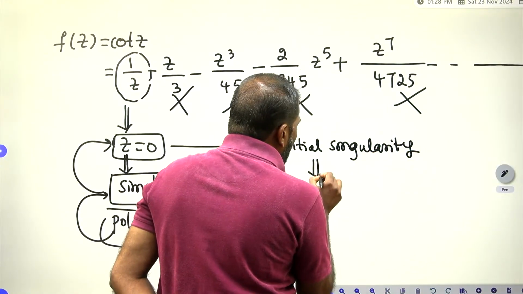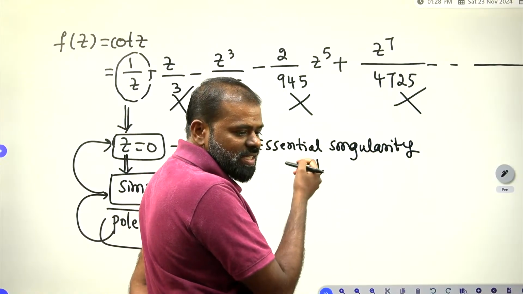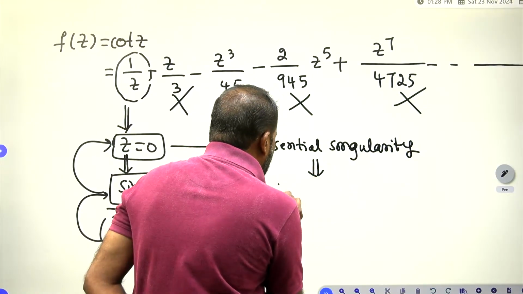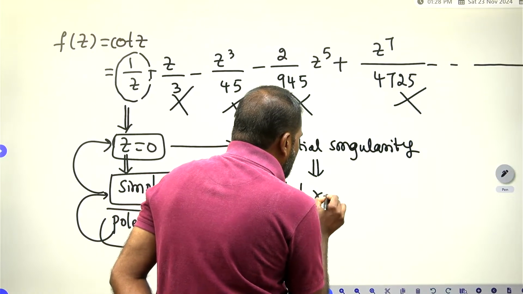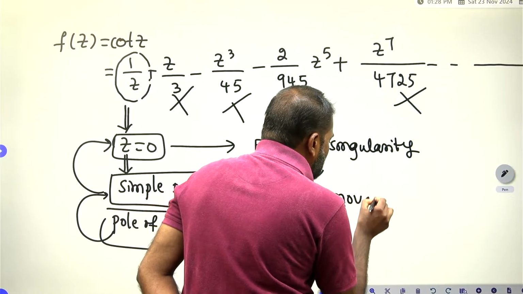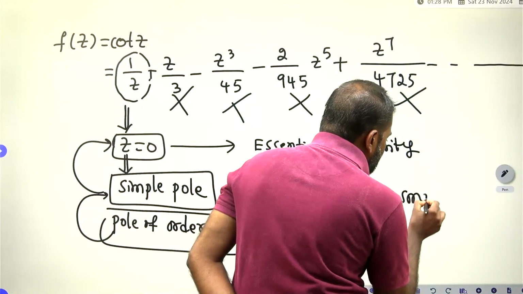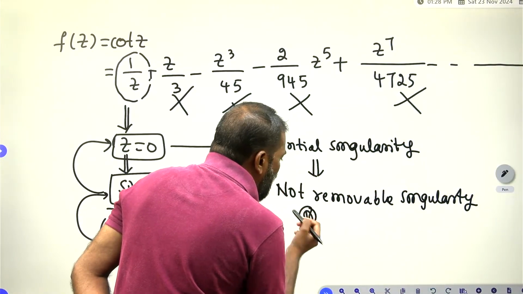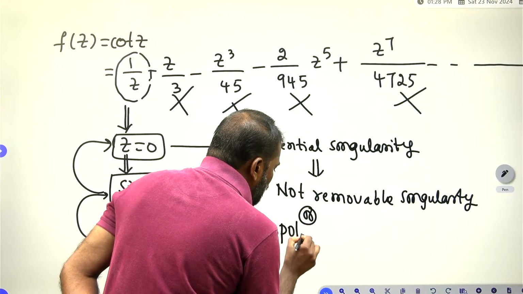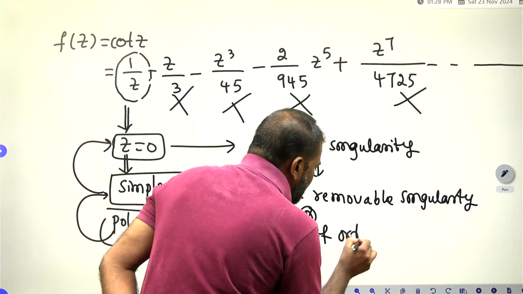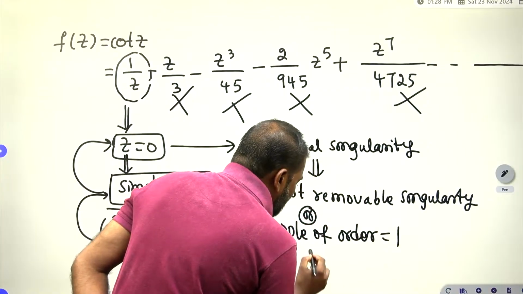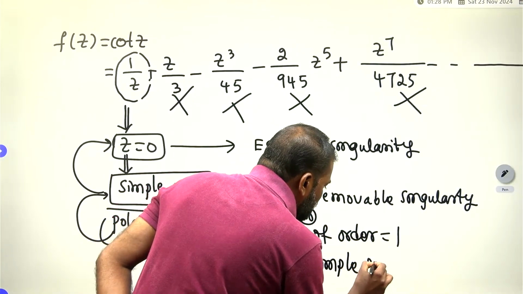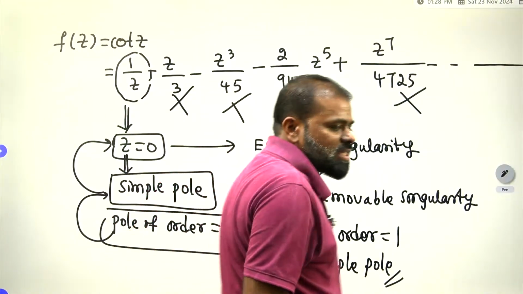We also call it an essential singularity or non-removable singularity, or a pole of order equal to 1. That's why we simply call it a simple pole. Which pole is it? We just call it a simple pole.